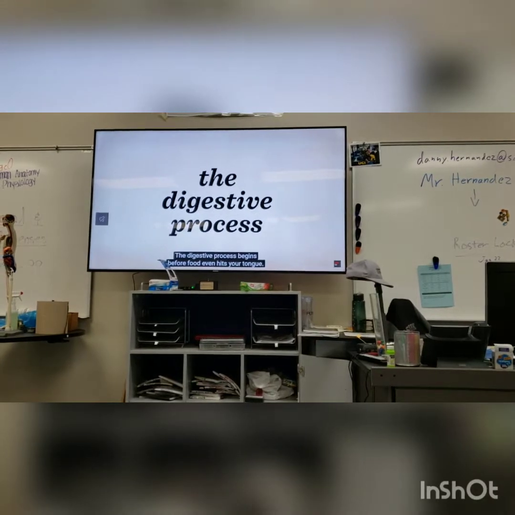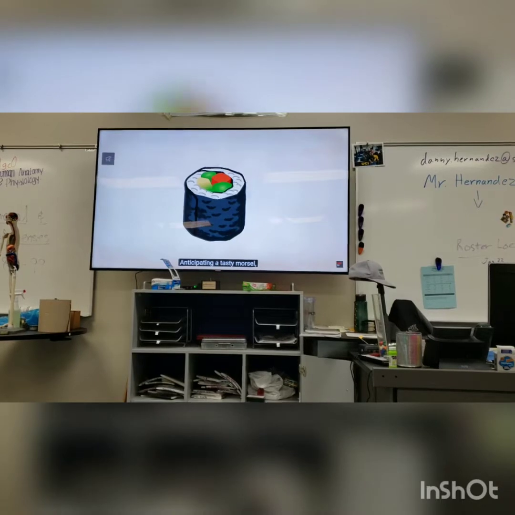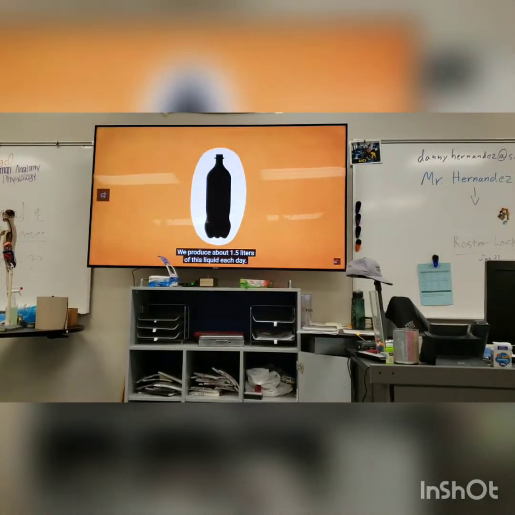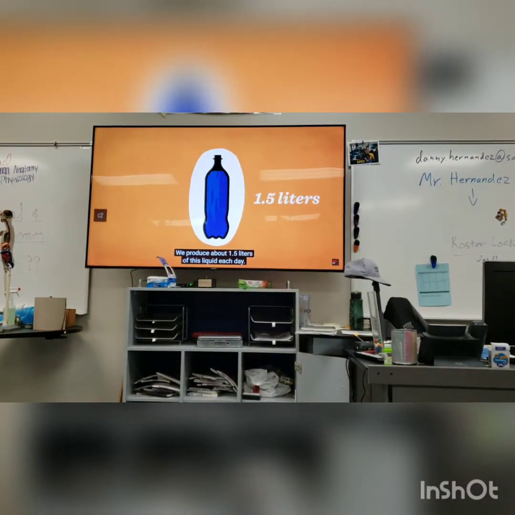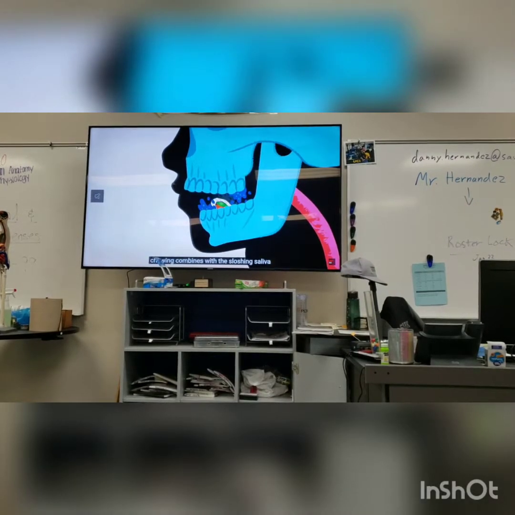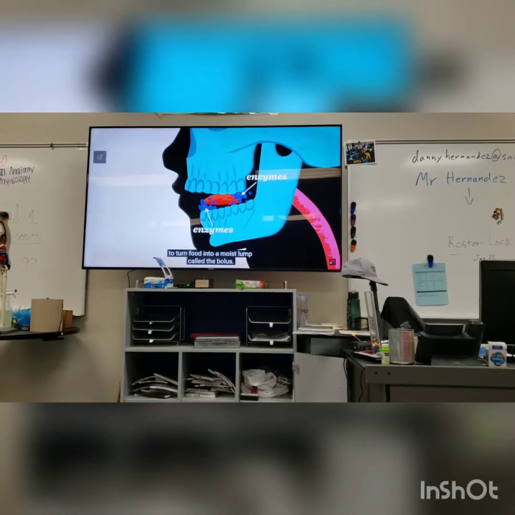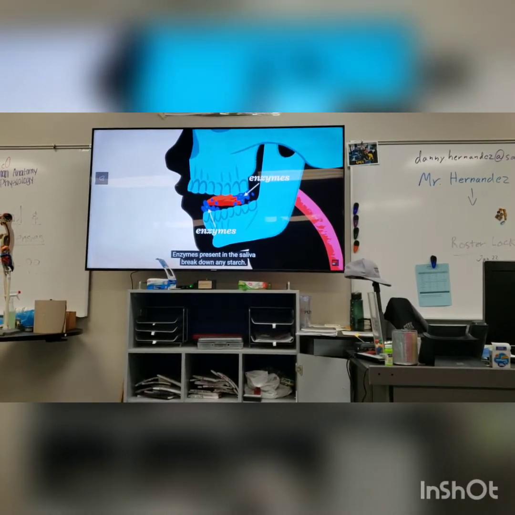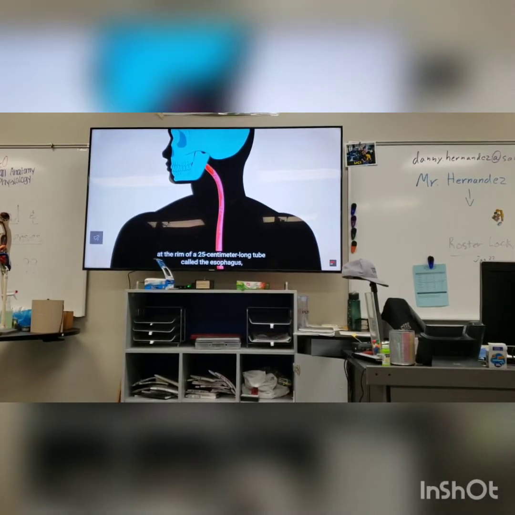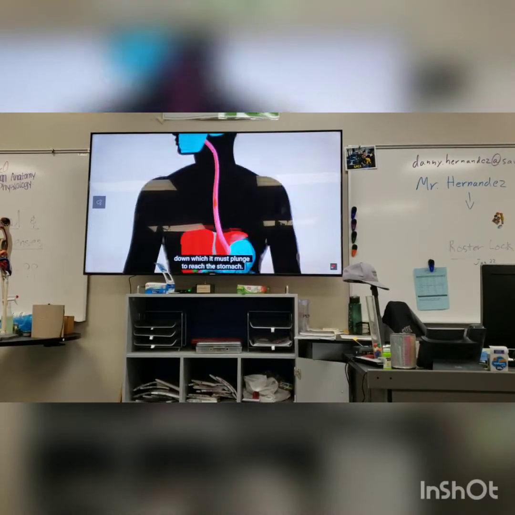The digestive process begins before food even hits your tongue. Anticipating a tasty morsel, glands in your mouth start to pump out saliva. We produce about 1.5 liters of this liquid each day. Once inside your mouth, chewing combines with the sloshing saliva to turn food into a moist lump called the bolus. Enzymes present in the saliva break down any starch. Then the food finds itself at the rim of a 25-centimeter long tube called the esophagus, down which it must plunge to reach the stomach.